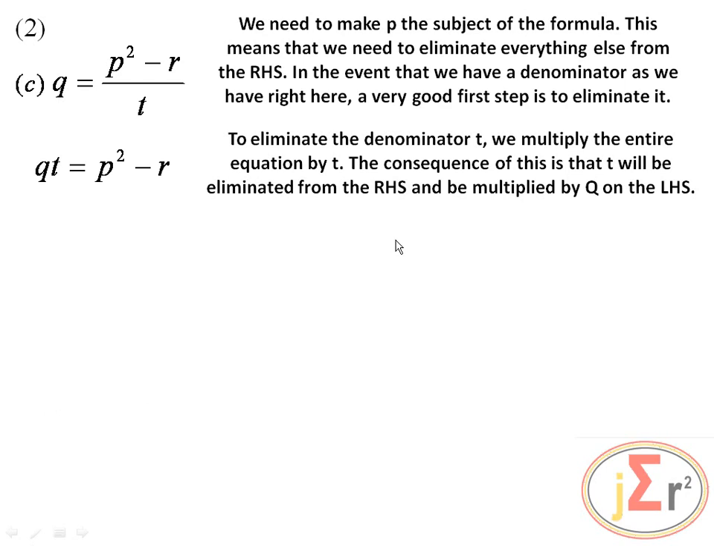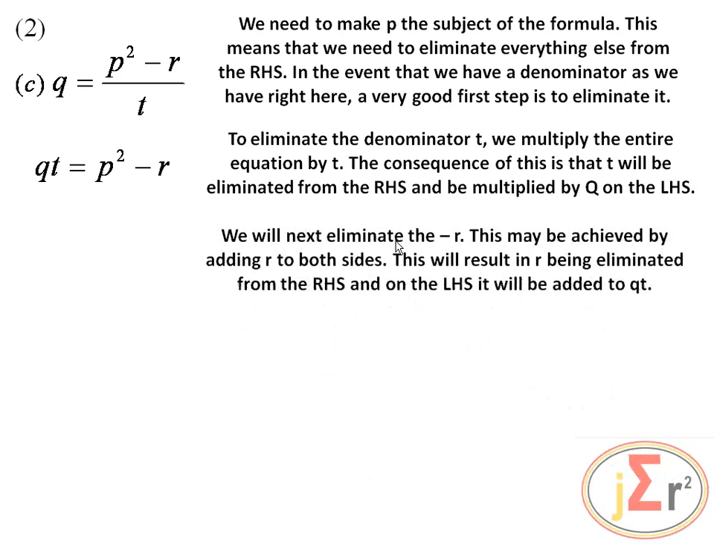Next, we need to eliminate this negative r. This may be achieved by adding r to both sides. By adding r to both sides, negative r will be eliminated from the right hand side, and on the left hand side we have qt plus r.